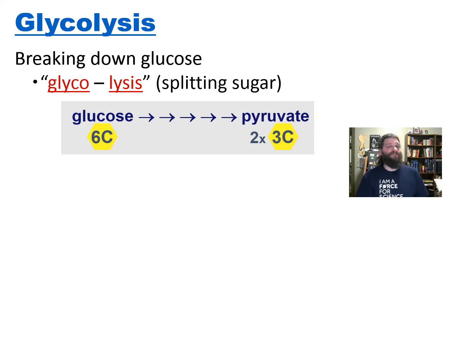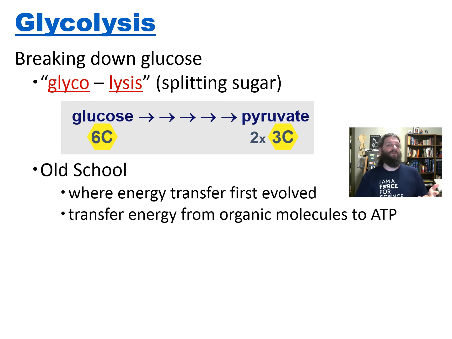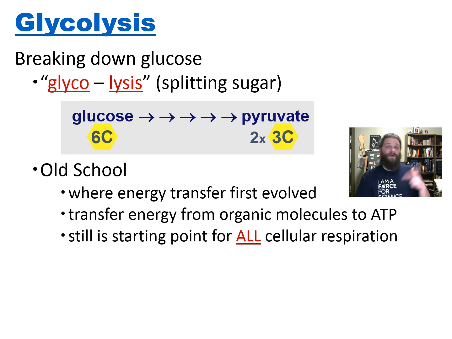It's important for us to be able to kind of account for the carbons. Glucose is a 6-carbon sugar, and through glycolysis it is broken into 2 3-carbon pyruvates. This is probably the first way that energy potential from molecules like sugars was able to be transferred into a form that's usable by a cell, namely into ATP. This is the way that all cellular respiration pathways begin, so that does kind of point at some sort of common ancestry.